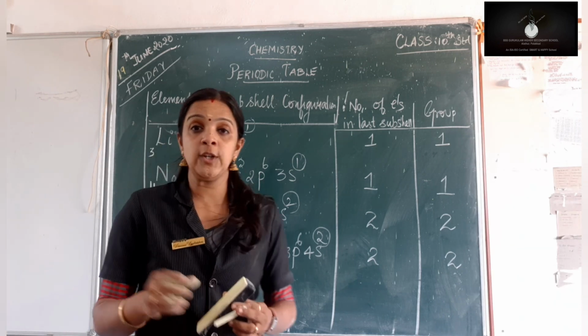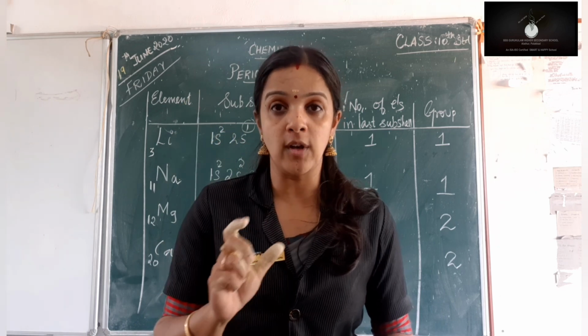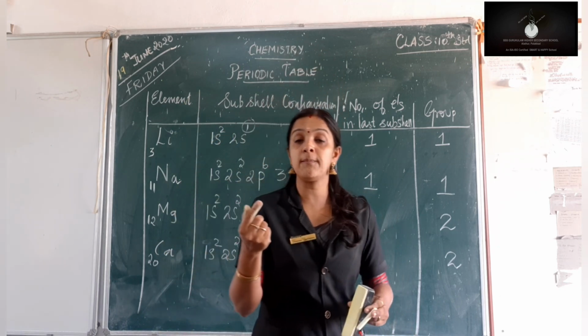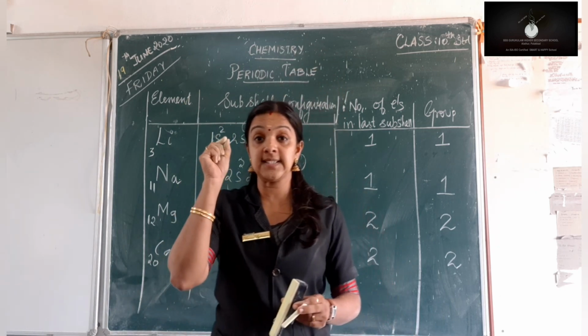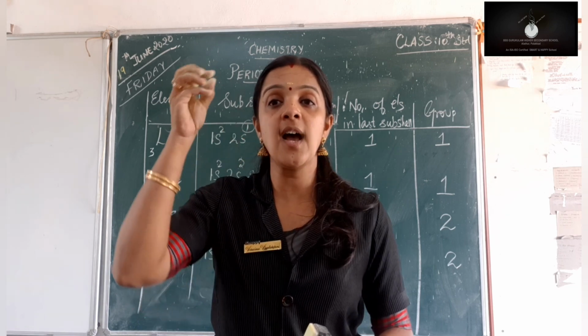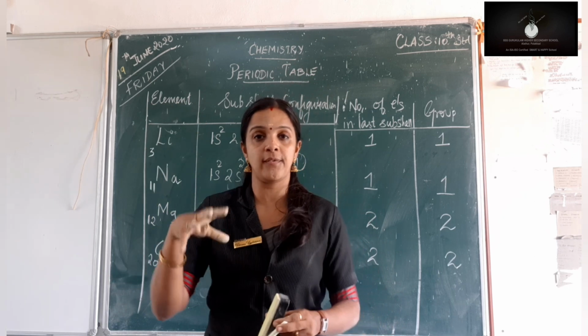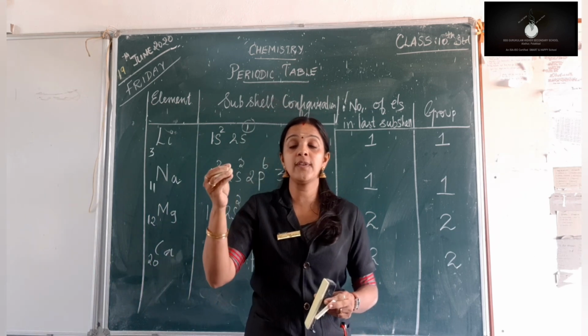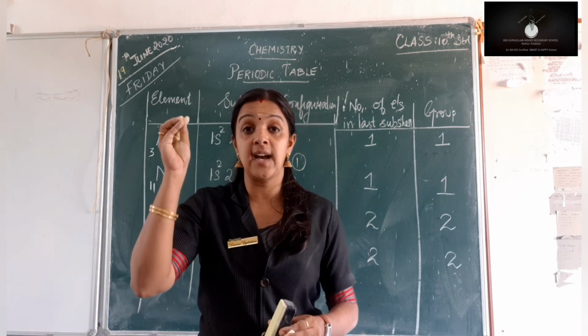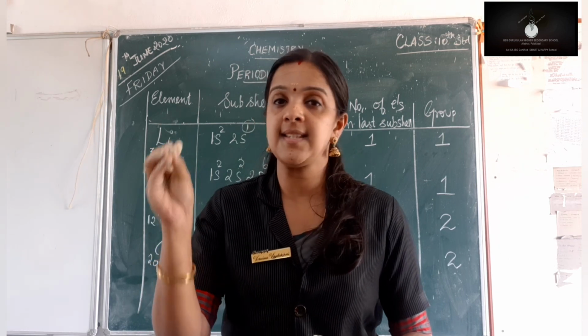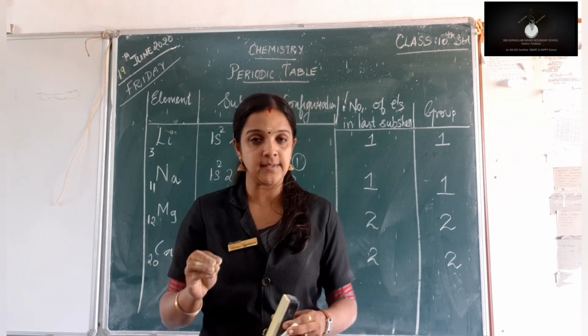So now we know how to find out the block. How were we finding the block of the element? The subshell to which the last electron is added, getting filled, is the block of the element. And how did we find the period? The highest shell number is the period of the element.